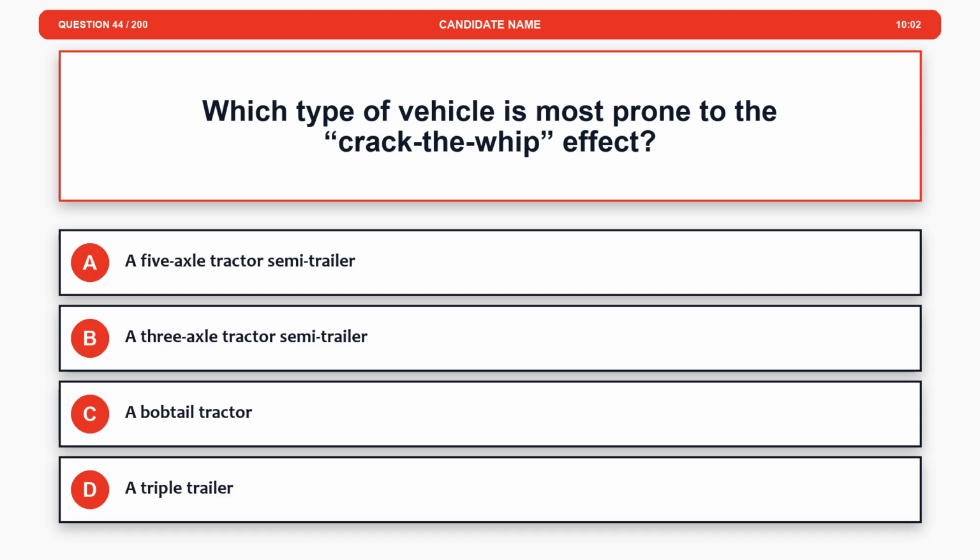Question 44. Which type of vehicle is most prone to the crack the whip effect? Option A, a 5-axle tractor semi-trailer. Option B, a 3-axle tractor semi-trailer. Option C, a bobtail tractor. Option D, a triple trailer.